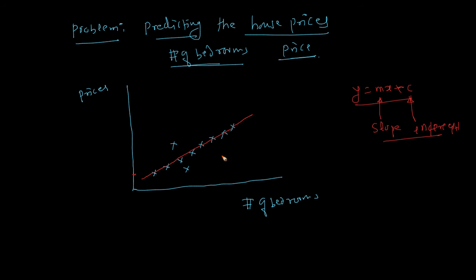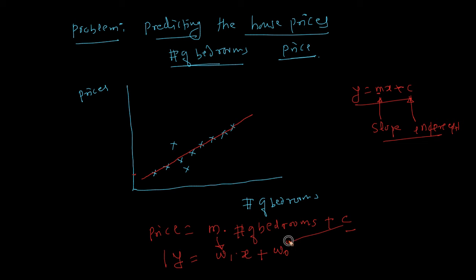Now similarly, I can write the equation for this line. So price is equal to, on the x-axis I have the number of bedrooms, and this slope m into number of bedrooms plus c, the y-intercept. So that's the equation of this line. Now if I generalize this equation, y is equal to w1 into x plus w0. Just to generalize, I rewrote m as w1 and c as w0. So w1 is the slope and w0 is the y-intercept. So this is the equation of the line.